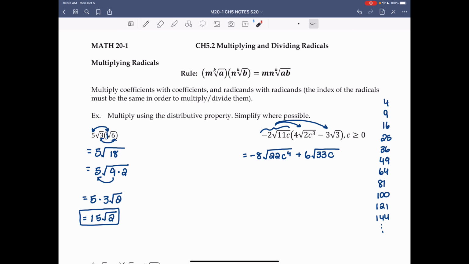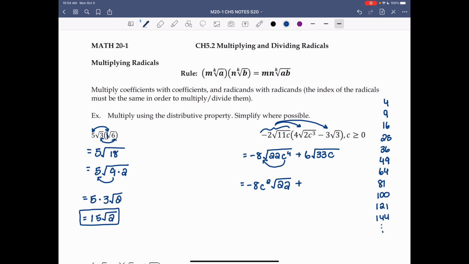We can simplify the square root of c to the 4. Negative 8 square root of c to the 4 is c to the 2. We're dividing the exponent by the index. So 4 divided by 2 is 2. Square root 22. Plus, we have 33 under the square root.